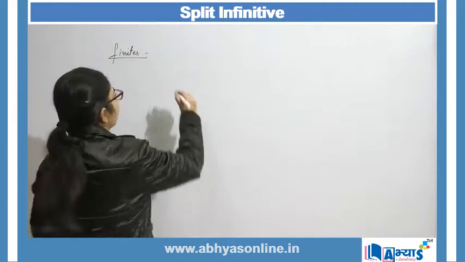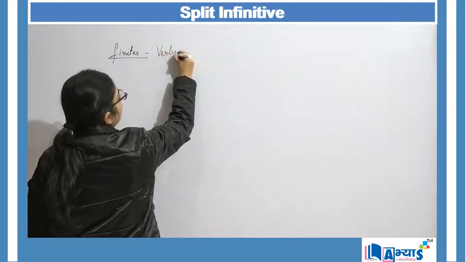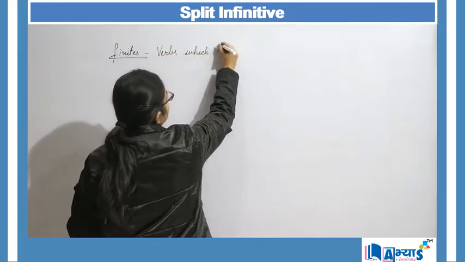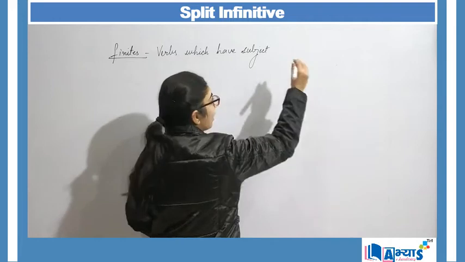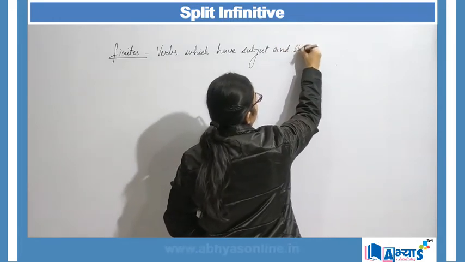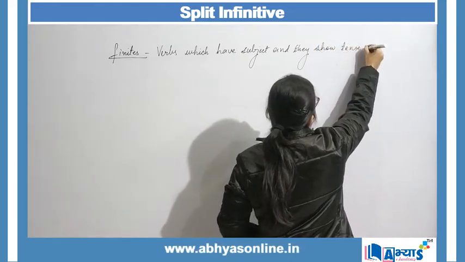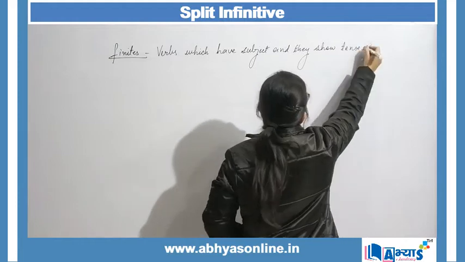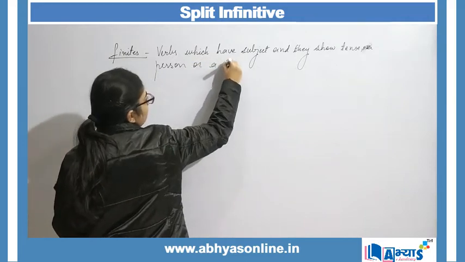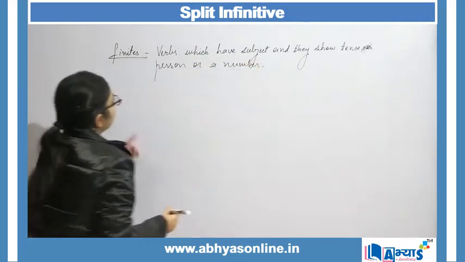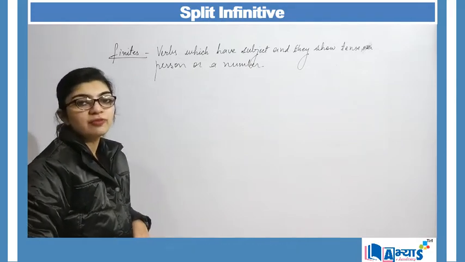Finites are all those verbs. Actually, finite is a verb. So finites are all those verbs which have a subject and they show tense, a person, or a number. They are referred to as finites, and then there is another term which is referred to as non-finites.